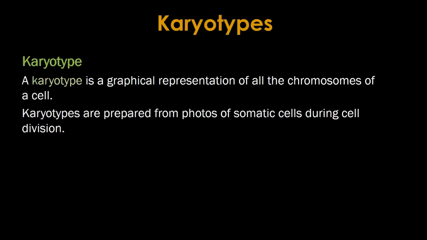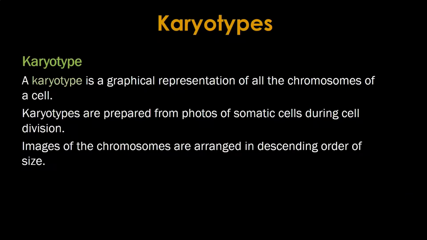So the photos are taken of somatic cells, that is the body cells, the cells with 2N ploidy, during cell division. That's the time that they're going to be best seen in their X shape. And once those photographs have been taken using a microscope, then the scientist will literally cut and paste the X shapes and move them around on a screen until they are lined up. And they're lined up in order of descending size, starting with the largest chromosomes and moving on to the smallest.